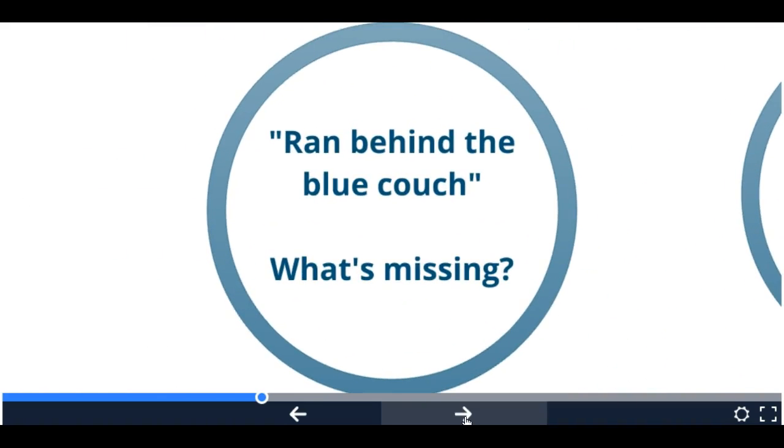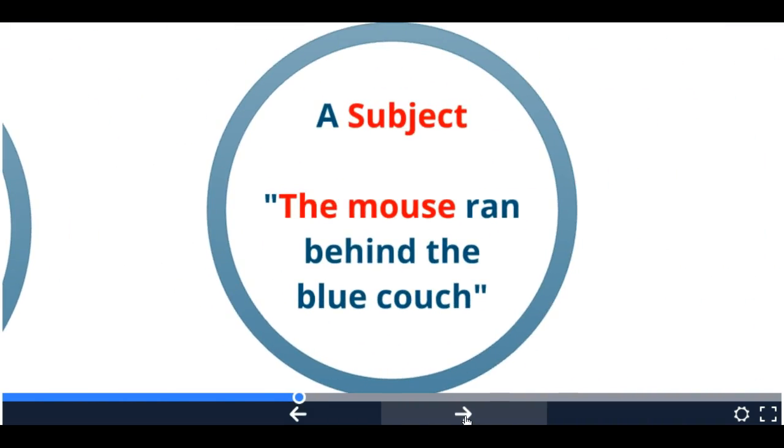What about this one? What's missing? Ran behind the blue couch. What's missing is a subject. The subject is who actually did something. So maybe the mouse ran behind the blue couch, or she ran behind the blue couch, or a fugitive ran behind the blue couch. Whatever it is, somebody's got to do something. To have a subject, it's who's doing the action.